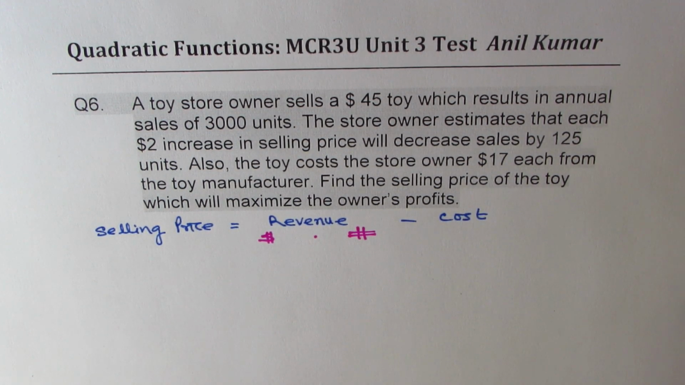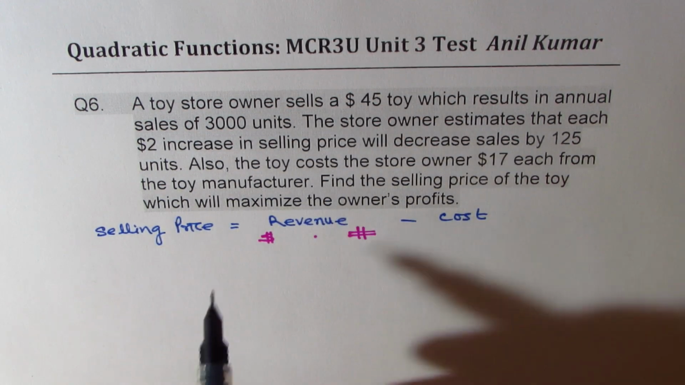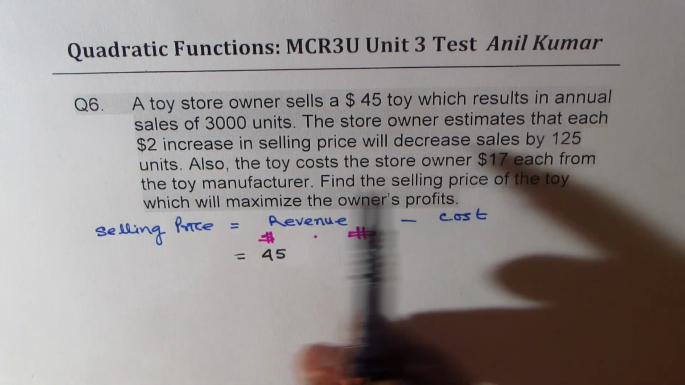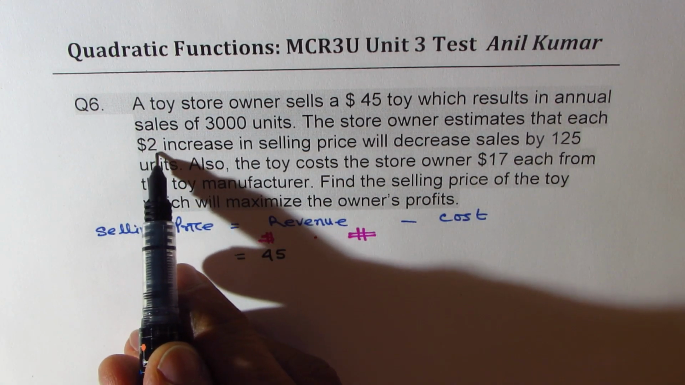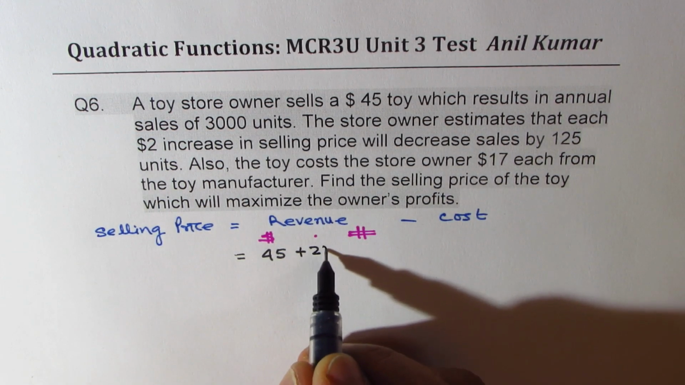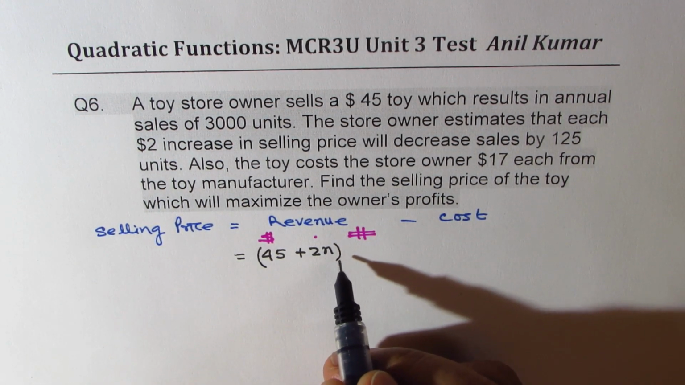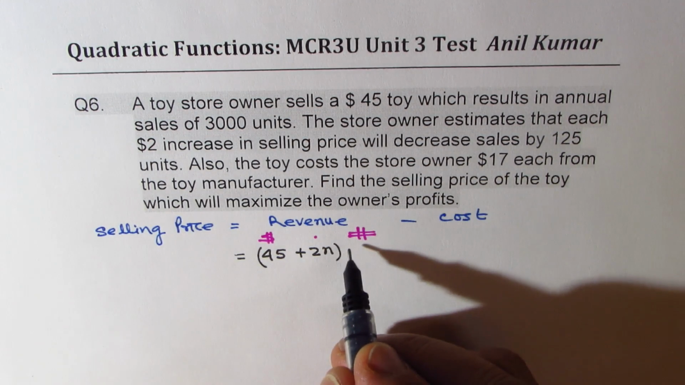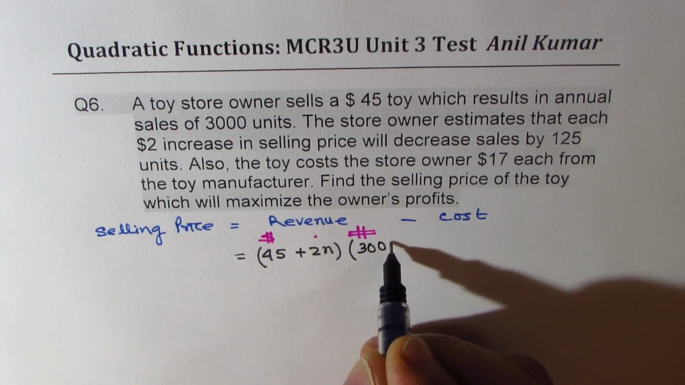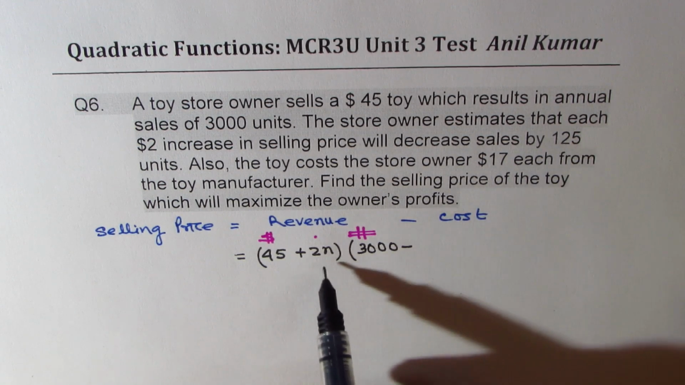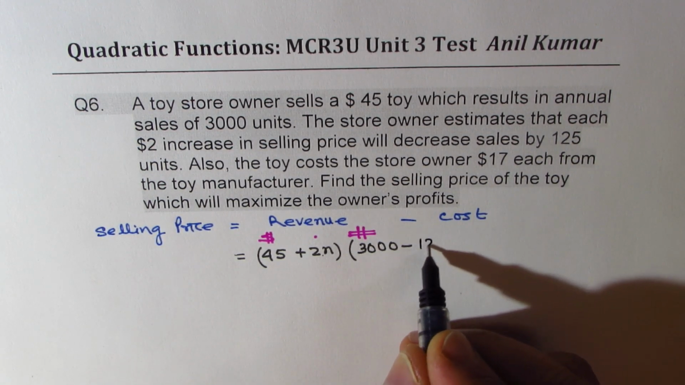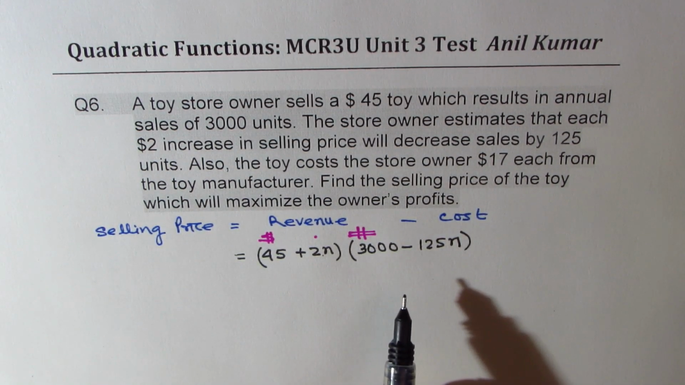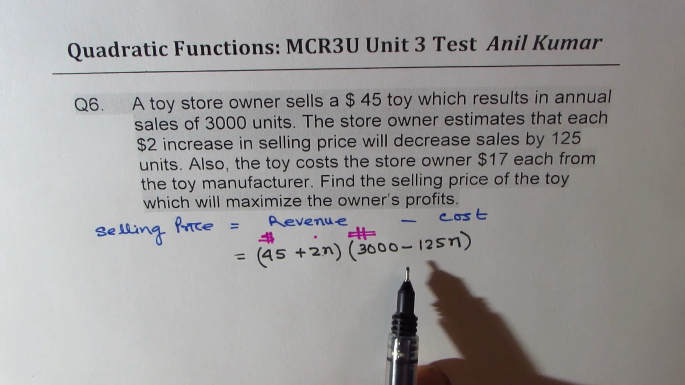Now in our case, the dollar value is $25. So we could write this as $25. Since we want to increase the price in multiples of 2, we say plus 2n, let's say, 2 multiples. But when we do that, the numbers sold will not be 3,000 but less. So it will be 3,000 less 125 for each $2 increase. So that means 125n. You get this idea. So first part of the equation, very important to understand. So those are the items sold.